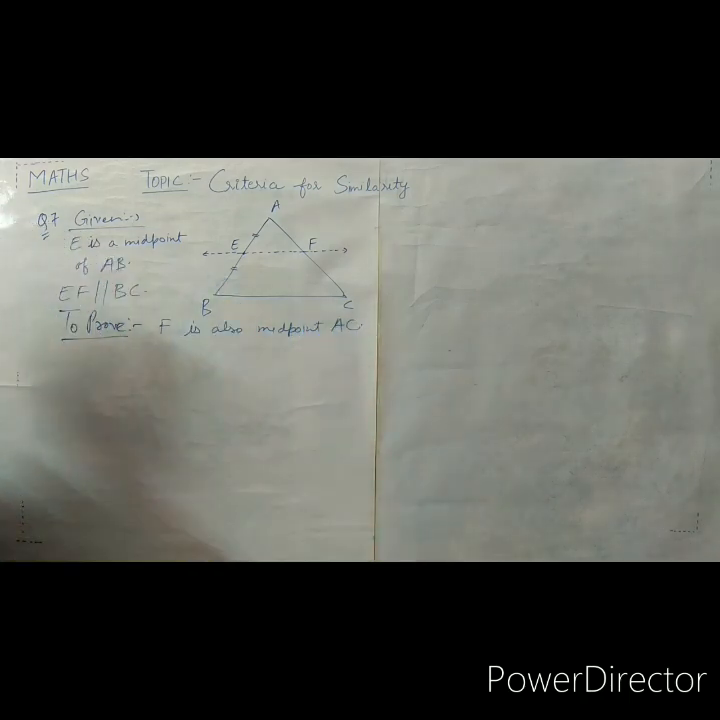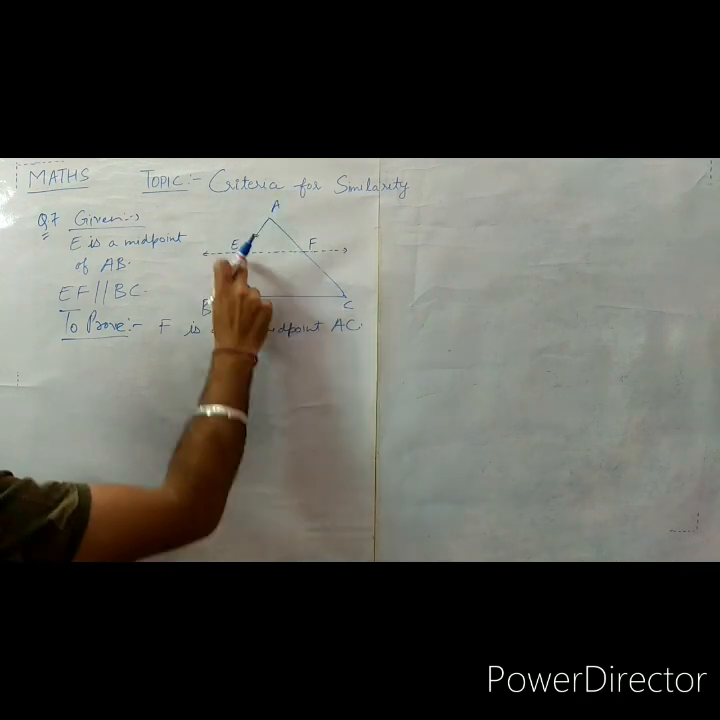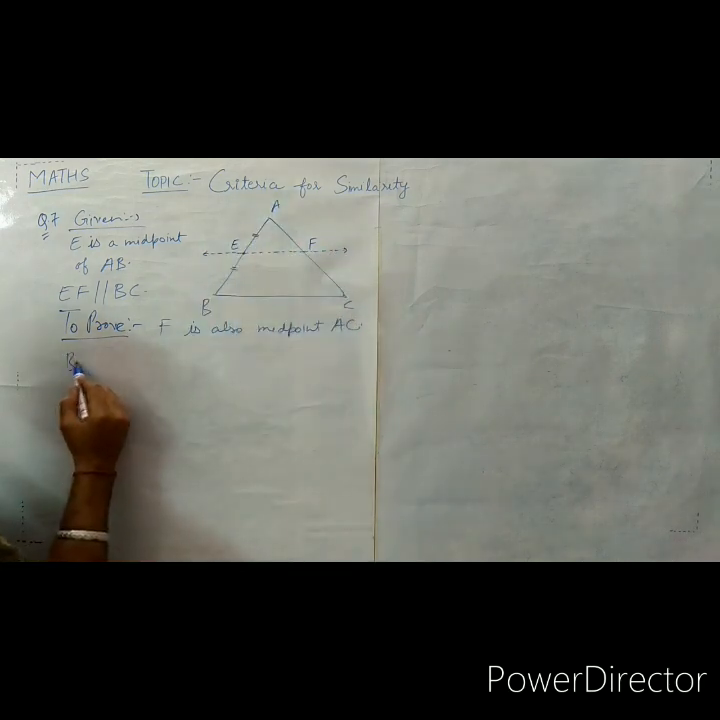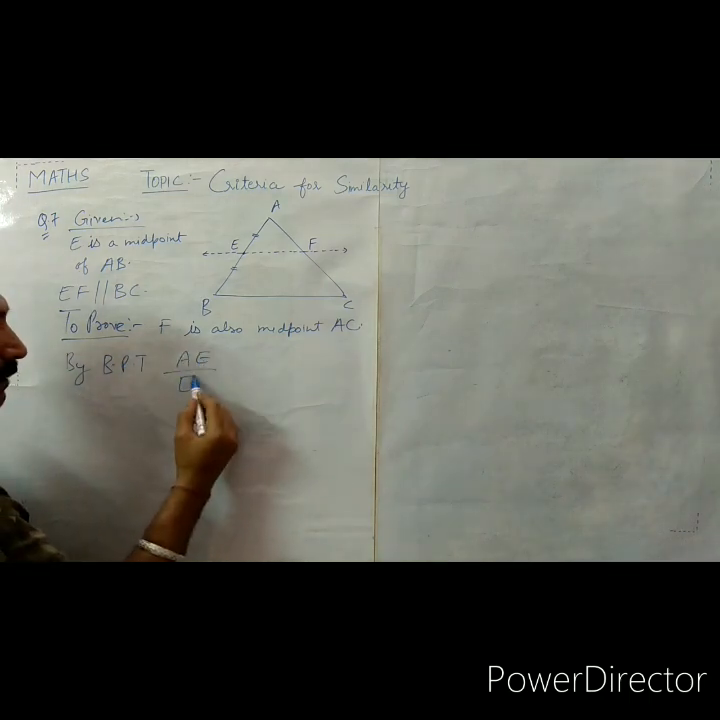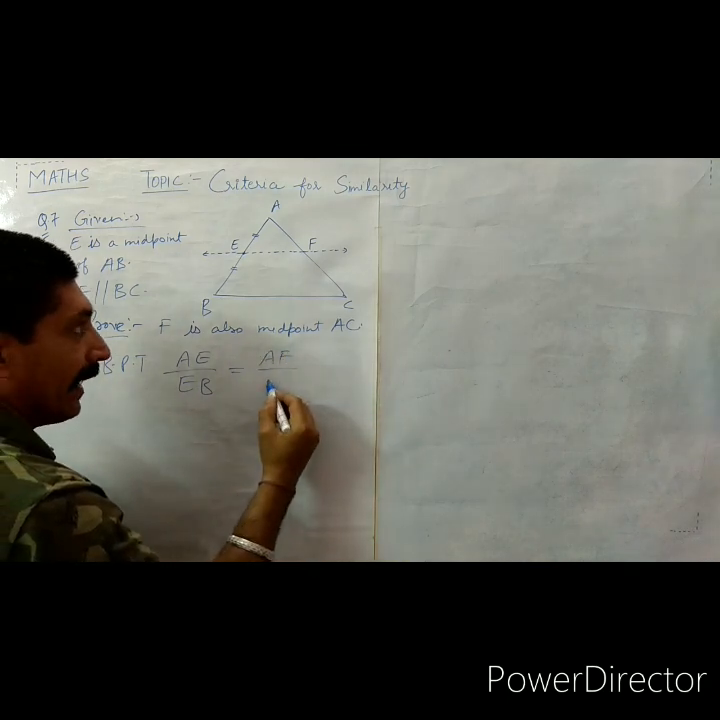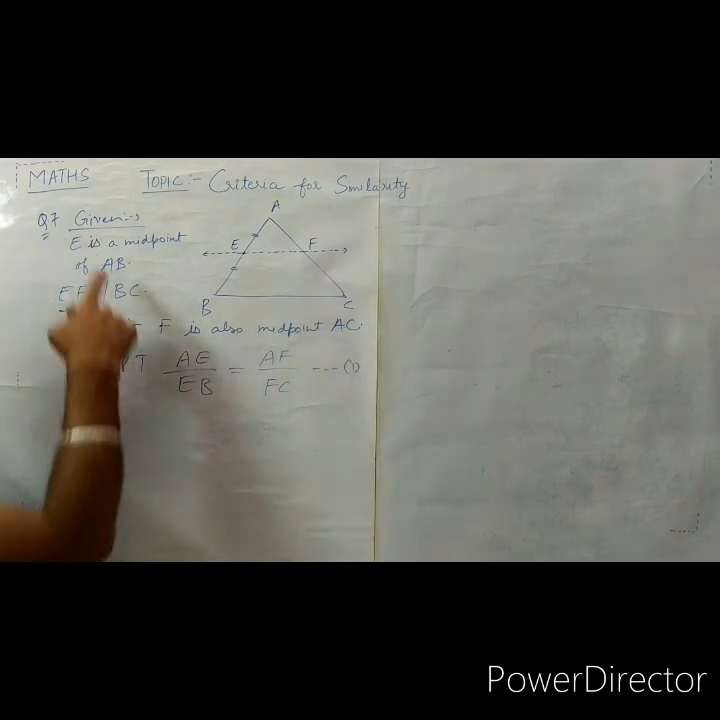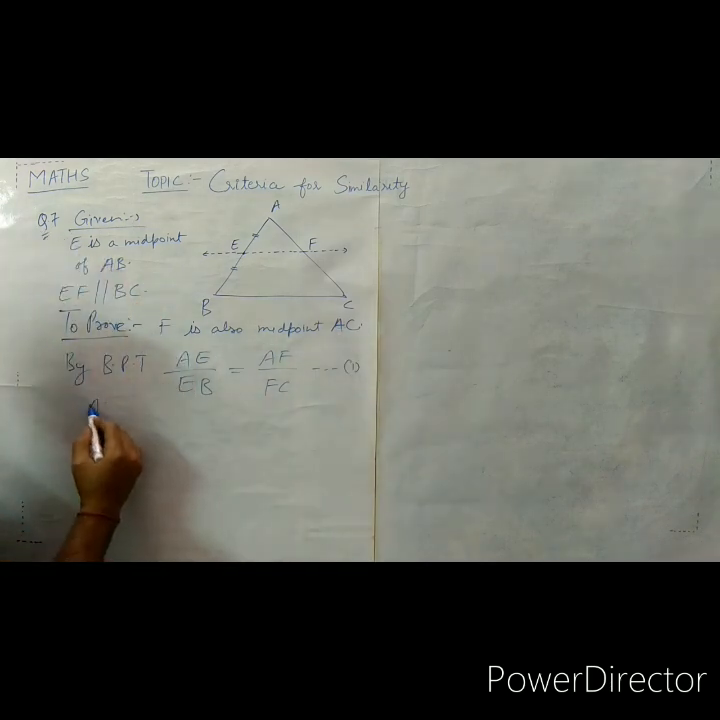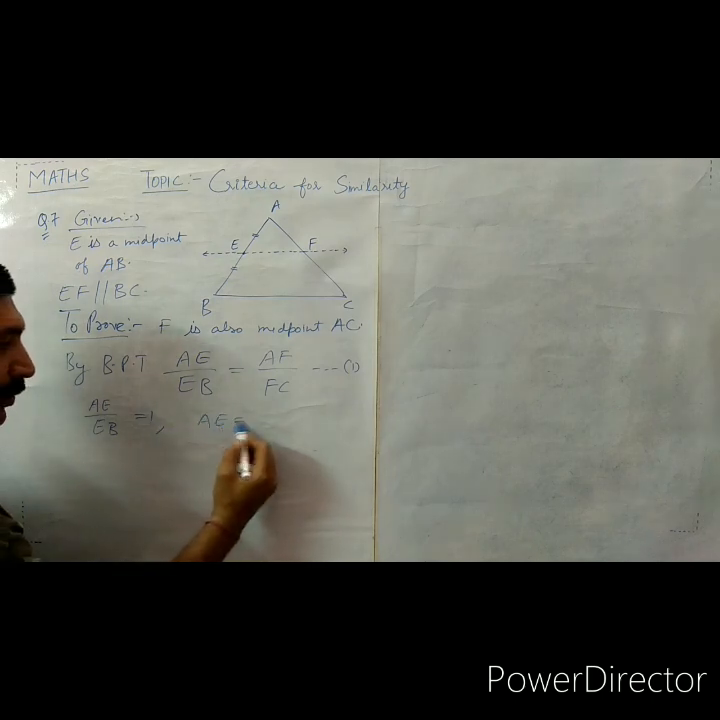So using theorem 6.1, that is BPT here, we know BPT says in triangle ABC, EF is parallel. So by BPT, the basic proportionality theorem says that AE upon EB is always equal to AF upon FC. Simple statement of BPT. But we know E is the midpoint, so AE upon EB is equal to 1, because AE is equal to EB.